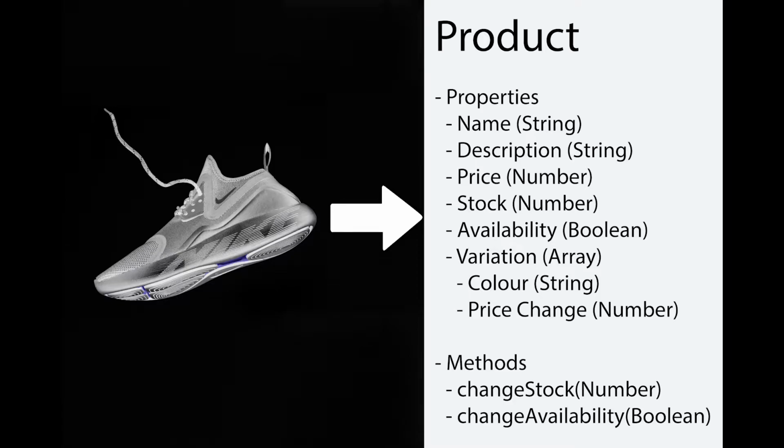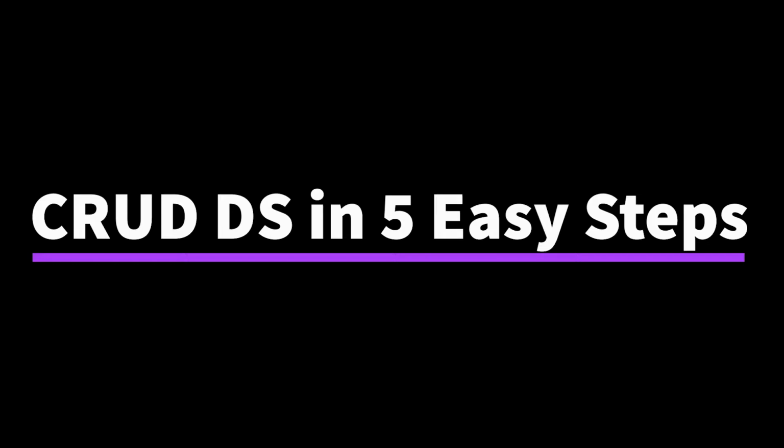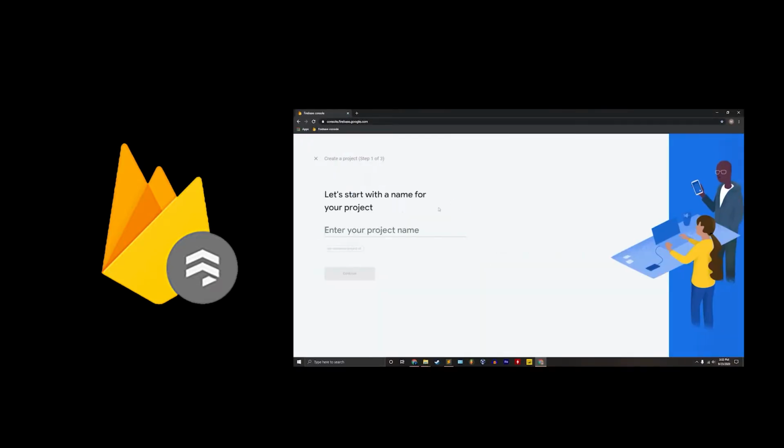Now that your brainstorm for the data structure is complete, let's create it on CRUD DS and export it together in 5 easy steps. Step 1. Project creation. Remember to have a Firebase project created beforehand. If you have no idea how, or stuck somewhere, check out this video tutorial I've made.